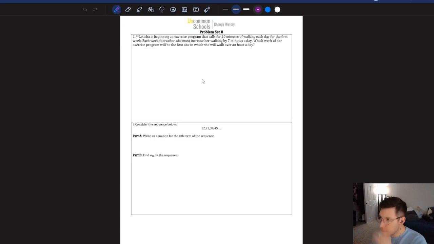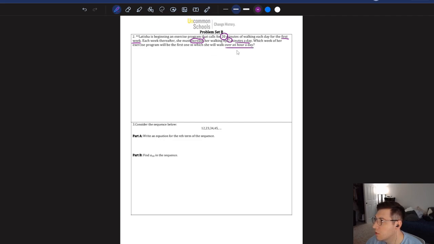All right. So, taking a look at problem set B, we're going to start with number 2. Now, we're being told that Letitia is beginning an exercise program that calls for 20 minutes of walking each day for the first week. And so instantly we have that 20 is specifically the first week. We know that first values are important here. Each week thereafter, she must increase her walking by 7 minutes a day. We know that increase generally means add. Which week of her exercise program will be the first one in which she will walk over an hour a day? And so let's take a look.